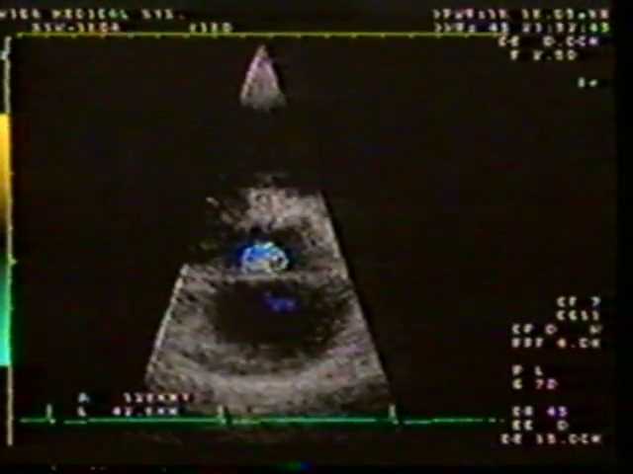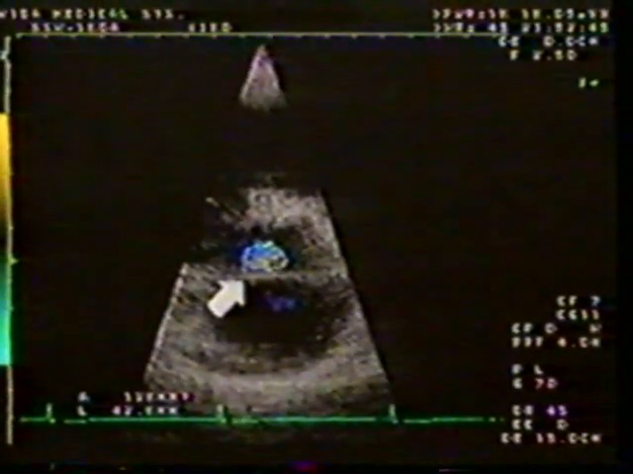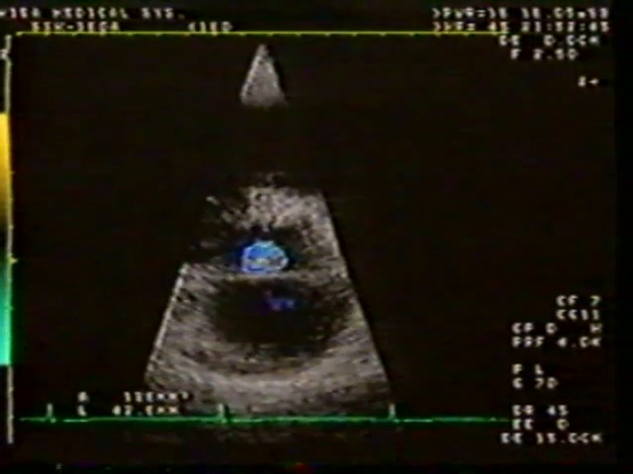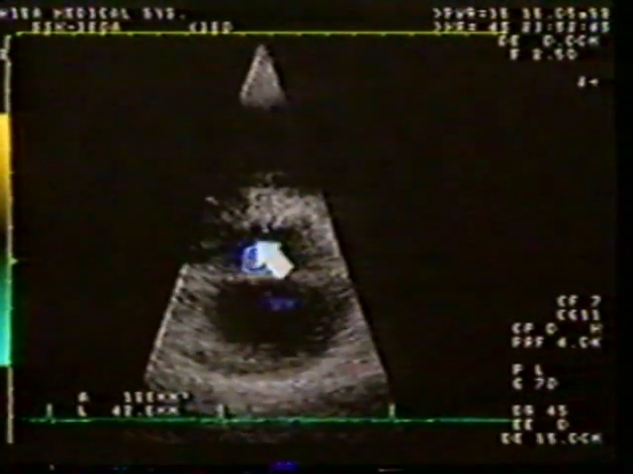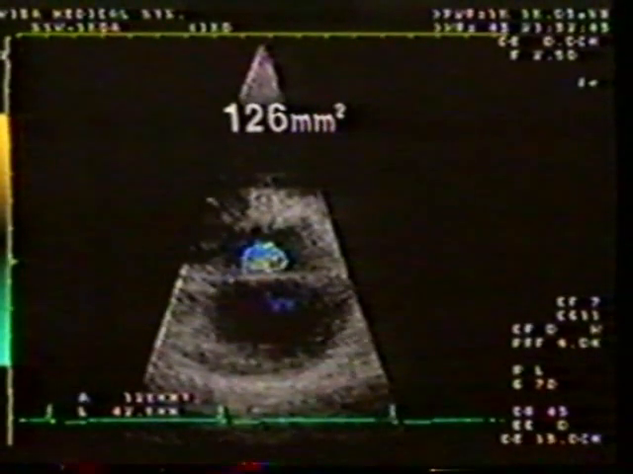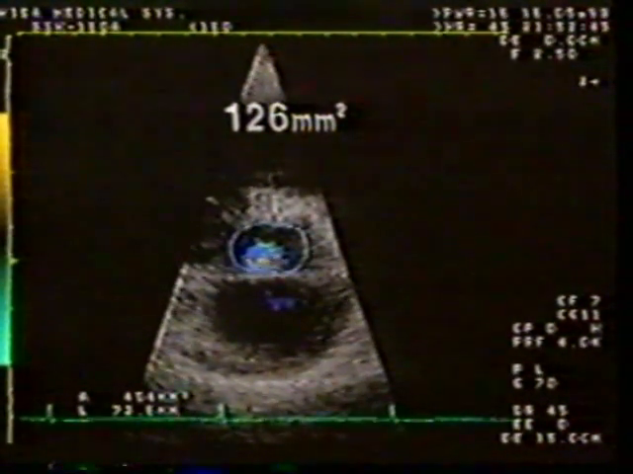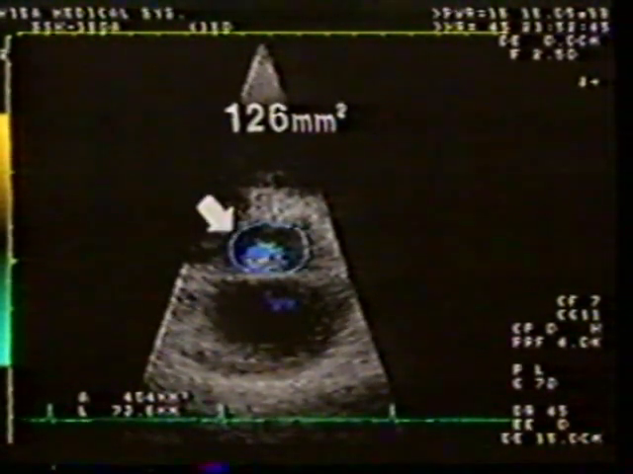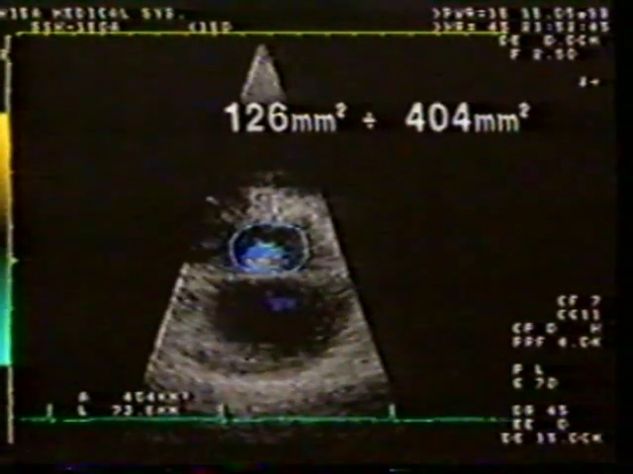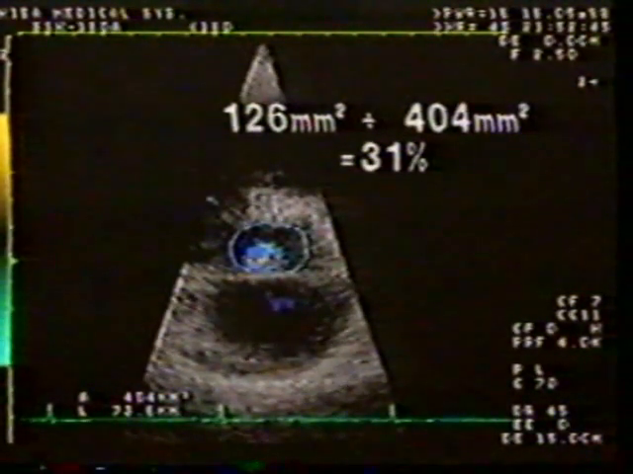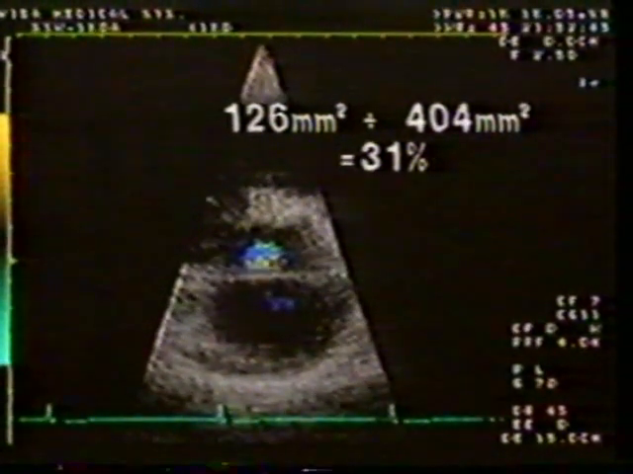The transducer has now been rotated to develop a parasternal short-axis image. The image has been frozen in diastole, and the area of the jet has been measured by tracing its circumference. The instrument has calculated an area of 126 square millimeters. At the same level, which is just below the aortic valve, the LVOT area has been measured, 404 square millimeters. This yields an area ratio of 31%, which again falls in the moderate category.